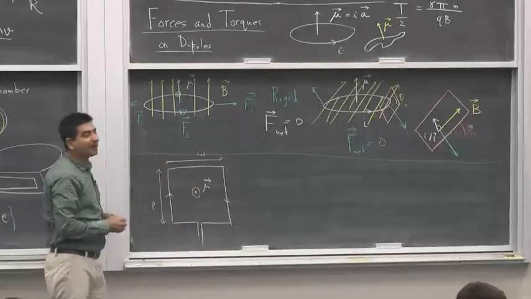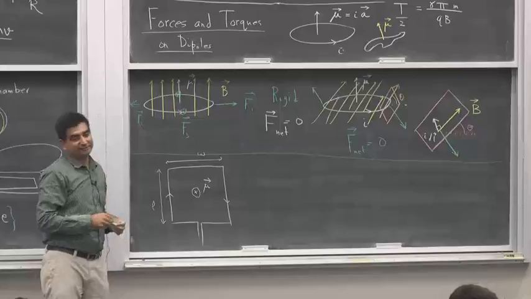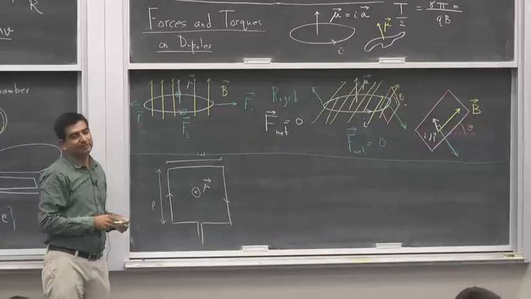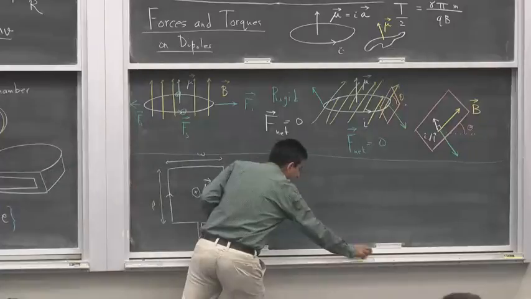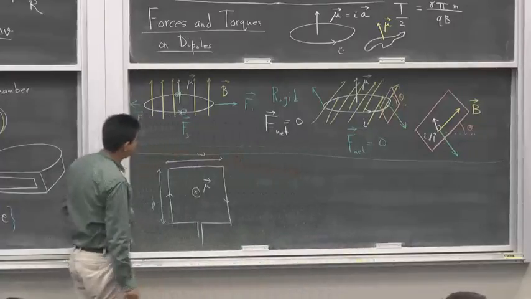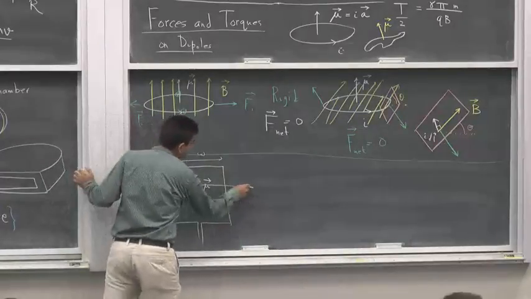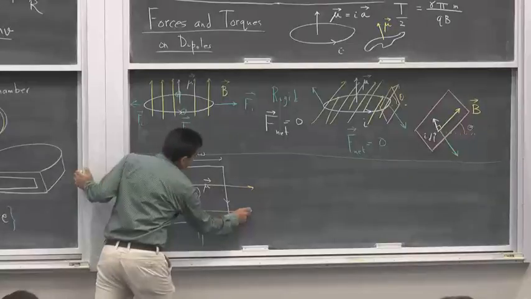Now suppose I apply a magnetic field. Okay? And that magnetic field is, say, in this direction, B. And it's a uniform magnetic field.